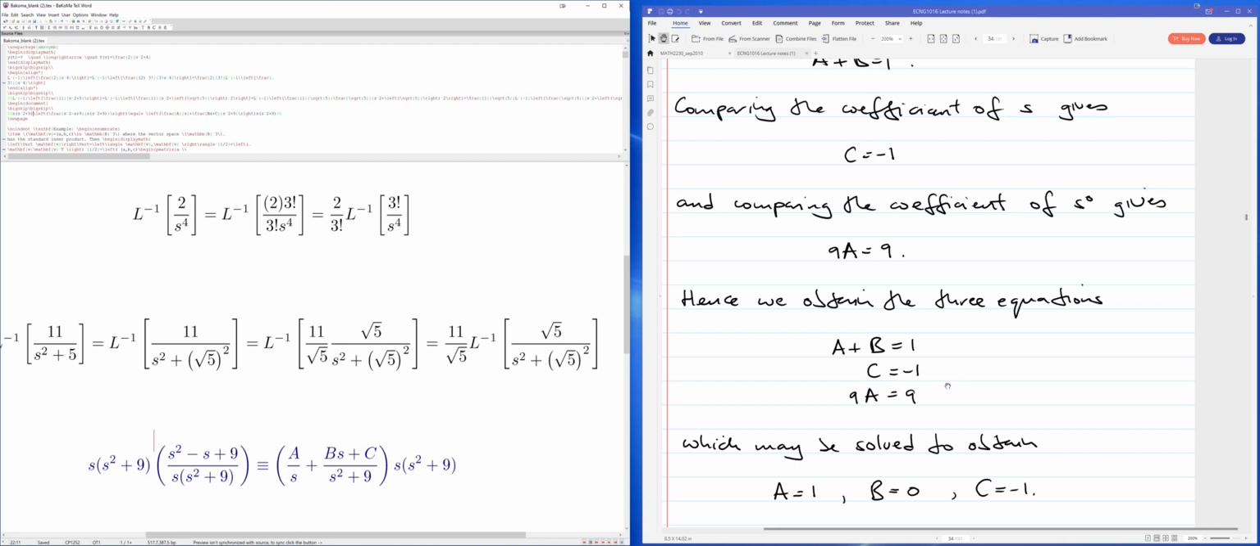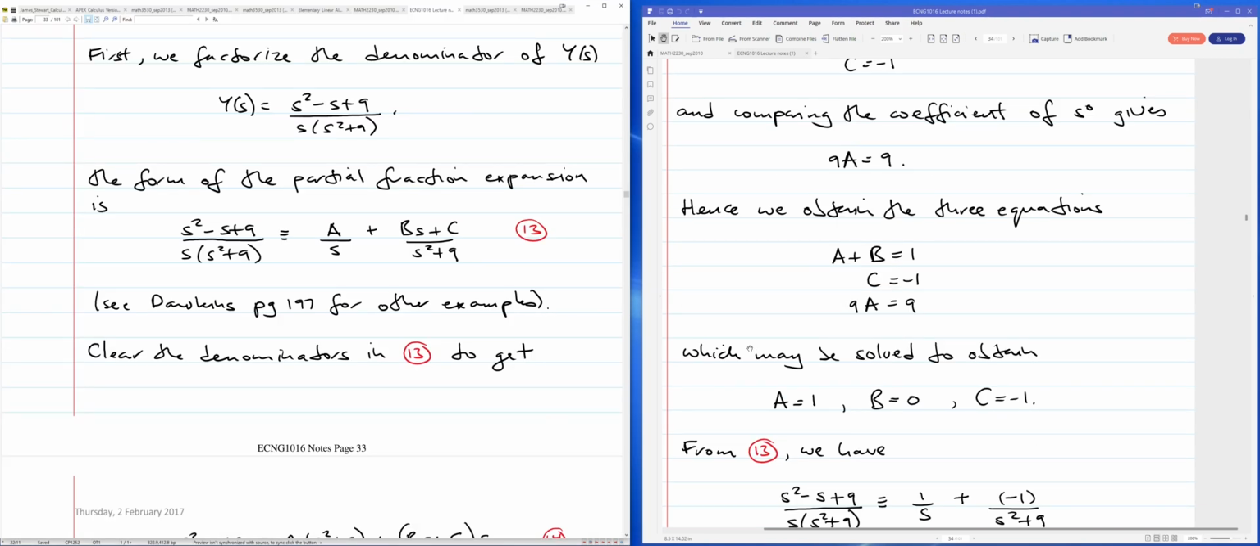Okay, so I see that c is equal to minus 1. From the equation 9a is equal to 9, I have a is equal to 1. And if a is equal to 1 over here, then b must be 0, right? Okay, so I get a is equal to 1, b is equal to 0, and c is equal to minus 1, right? Now this was the form of my partial fraction expansion, right?